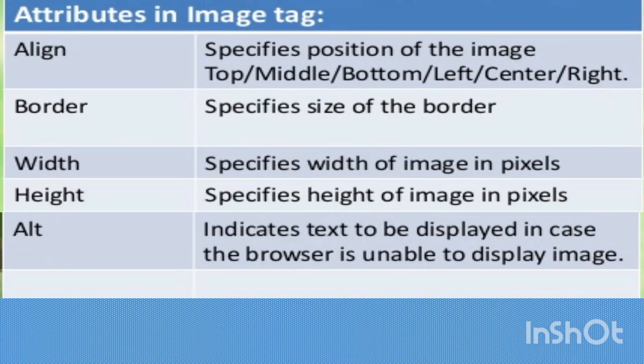Attributes in the image tag. First attribute that we will learn is align. What does it do? Specify position of the image. Whether you want to place your image on the top, middle, bottom, you can use the align attribute. Border: specify size of the border. If you give border equals to 0, then there will be no border on your image. Clear?